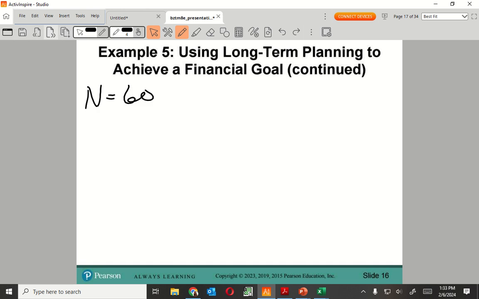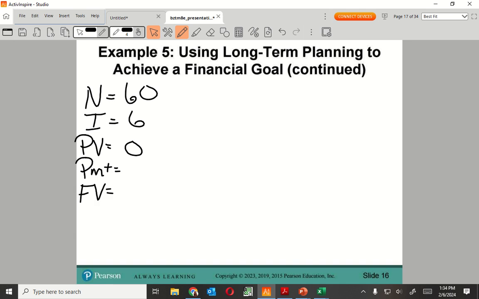Okay. Next thing. Yeah, that's a 60. What is the interest rate I'm getting here? 6. Okay. My present value. How much money we got now? 0, right? We're starting off with 0, aren't we? Because they're trying to save money. So we're starting with 0. My payment, isn't that what I'm looking for? I'm looking for the payment. My future value: 20,000, because my goal is going to have $20,000.